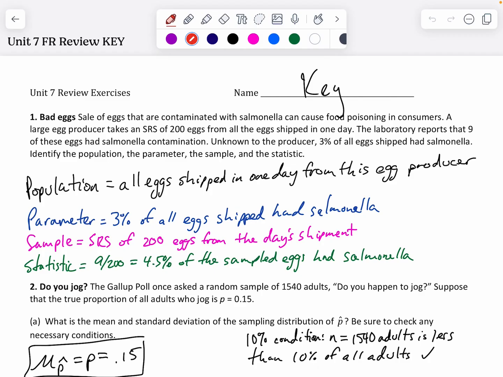Whereas a sample, which is the 200 eggs, has a statistic, which again starts with S to define a sample. This statistic is a number that defines just a sample. So we had the 200 eggs, only 9 out of the 200, aka 4.5% or 0.045 of the sampled eggs, have salmonella. So a statistic is a number that defines a sample. A parameter is a number that defines a population. Population is everybody or all the households or all the eggs. A sample is just the smaller subset that you are selecting.